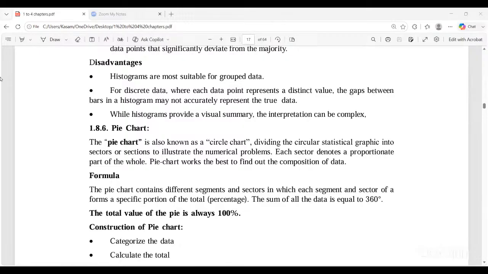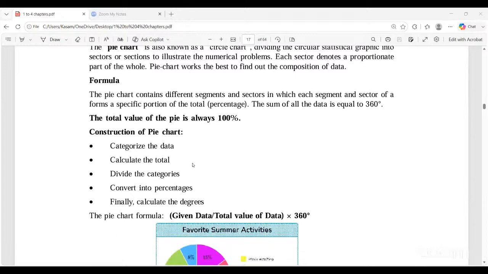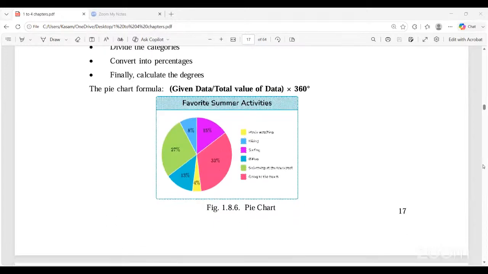Pie chart works the best for the comparison of the data. Look, I told you, right? Yes, sir. Pie chart. This is a pie chart.